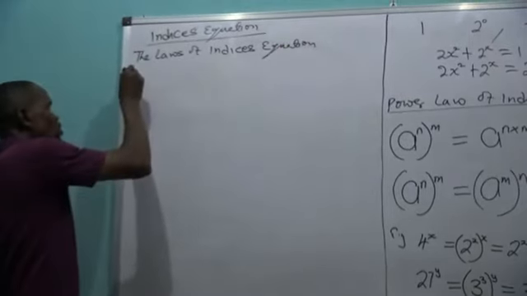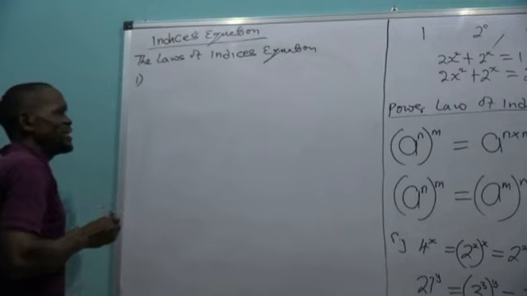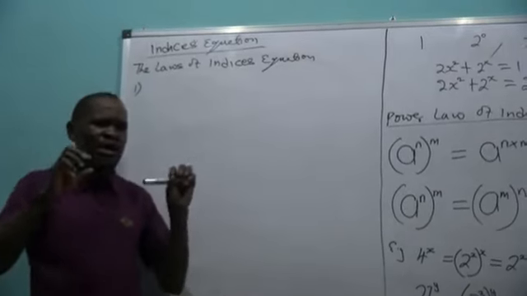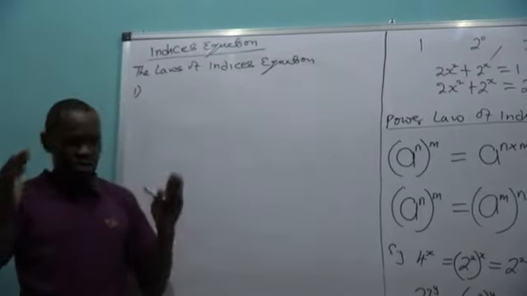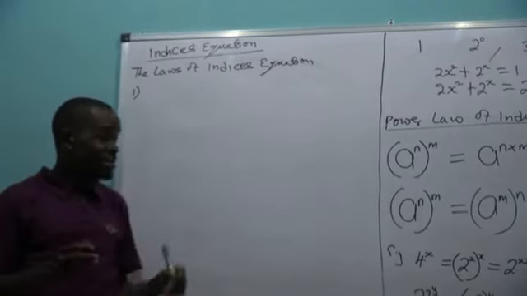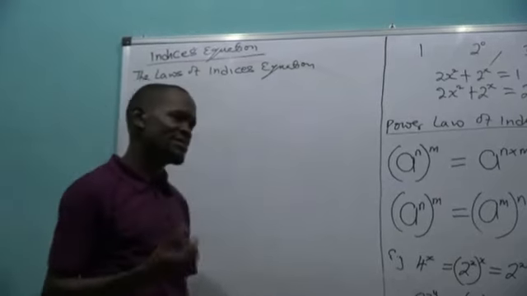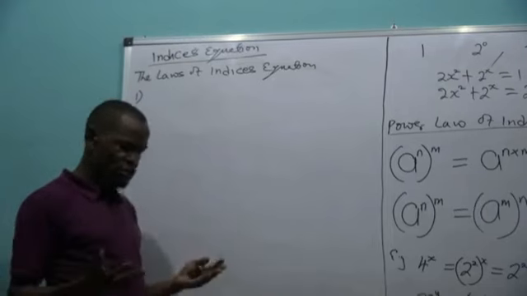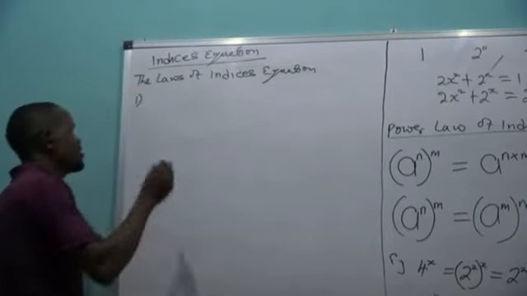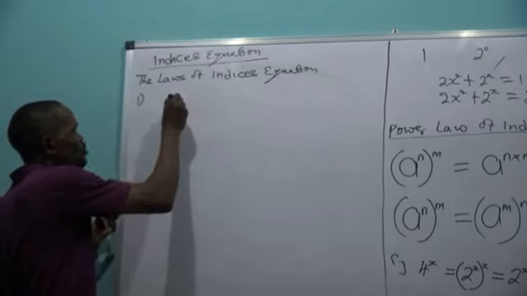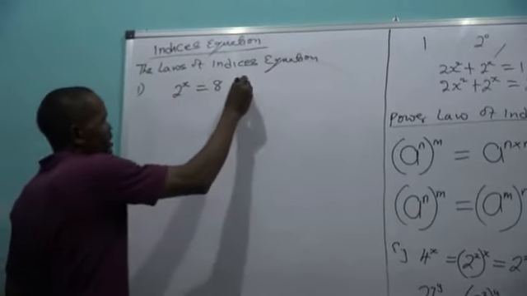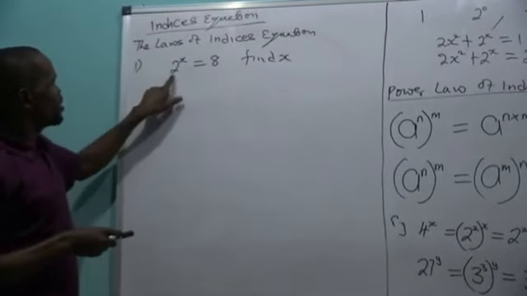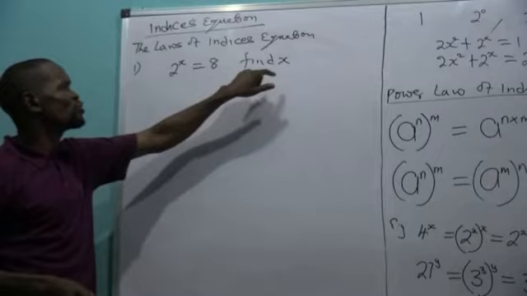It has two laws. One law says if we can make both sides of the equation have the same base, then automatically their powers are the same. For instance, I have 2 raised to the power x equals 8, and I'm asked to find x.